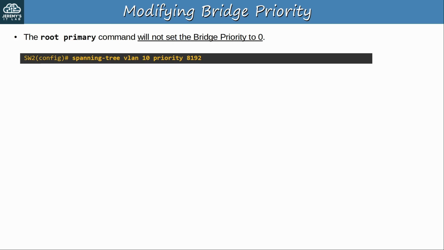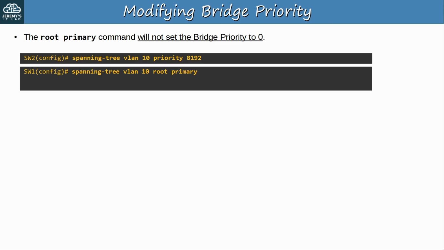Here's another limitation of the root primary command. It will not set the bridge priority to 0. Let's test that out. I configured switch 2's priority as 8192. I then issued the spanning-tree vlan 10 root primary command on switch 1, and its priority became 4096. So in this case, the command worked as intended.